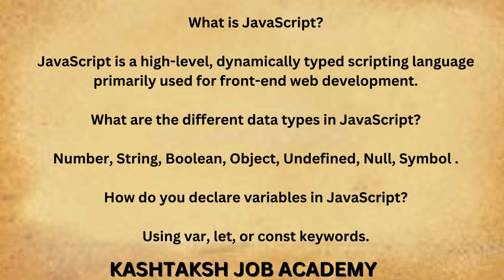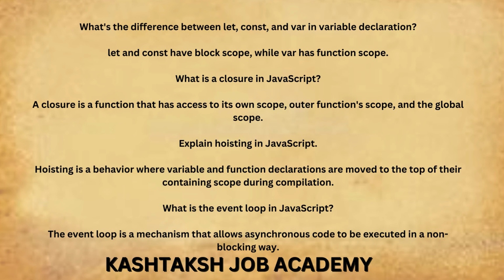How do you declare variables in JavaScript? Using var, let, or const keywords. What's the difference between let, const, and var in variable declaration? Let and const have block scope, while var has function scope.